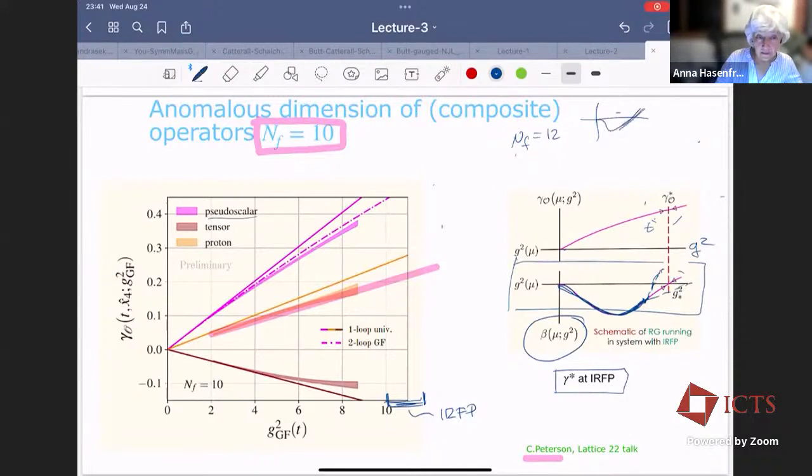So I would say that 12 looks quite solid. 10, one might argue, and if I can advertise, what I am going to talk about on Tuesday is a relatively new investigation with 8 flavors. And you might say that if I don't know what 10 is doing, then why am I looking at 8? There are various reasons, mainly because NF8 is anomaly free, so it can have different phases.